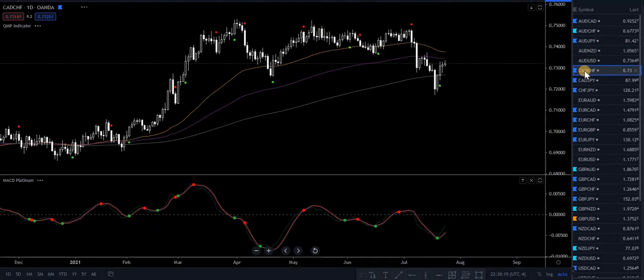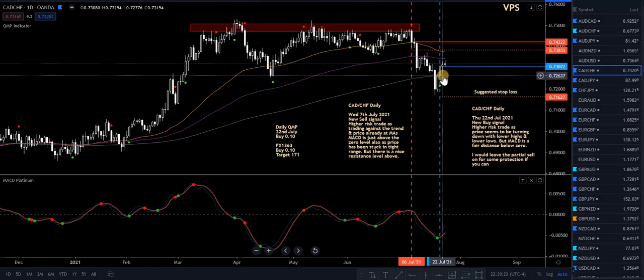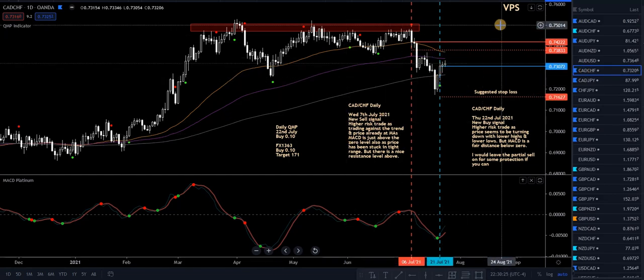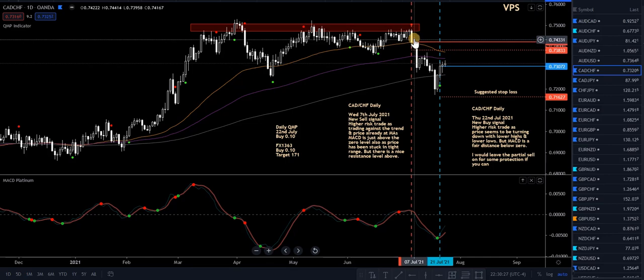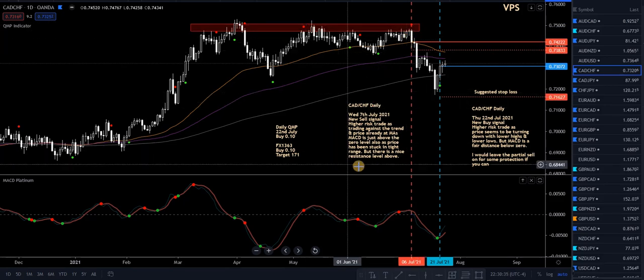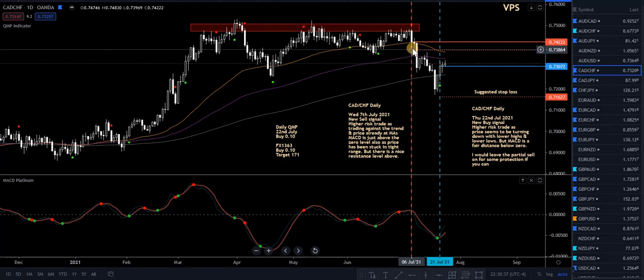Cad Swiss, let's have a look here. Another buy signal in here. This one's a little bit different. Still in a sell. Well, it's up to you whether you remained in that sell or not. I chose to, or I just left it on the chart. So the sell was up here. This is the sell notes here from the 7th of July.